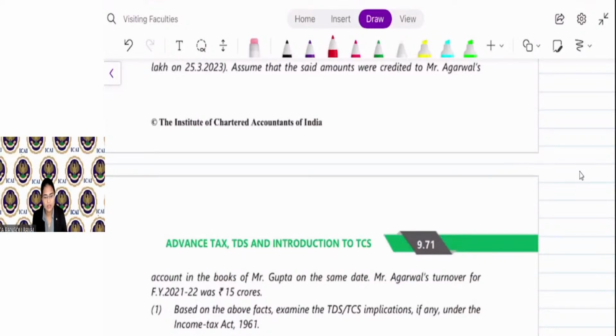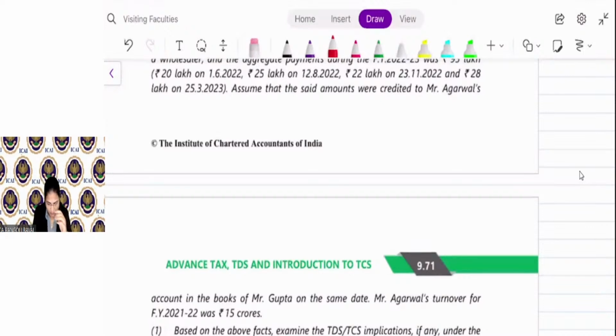Yes, then both of these are not applicable. Simple. You have to apply the provision. If the conditions are not satisfied, the provision of TDS is not applicable. Chalo. Based on the above facts, examine the TDS and TCS implications, if any, under the Income Tax Act.